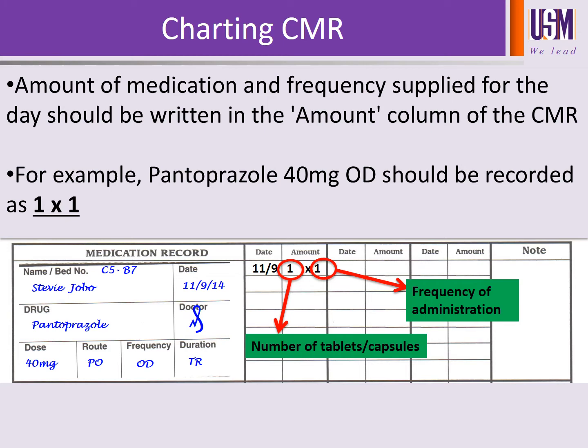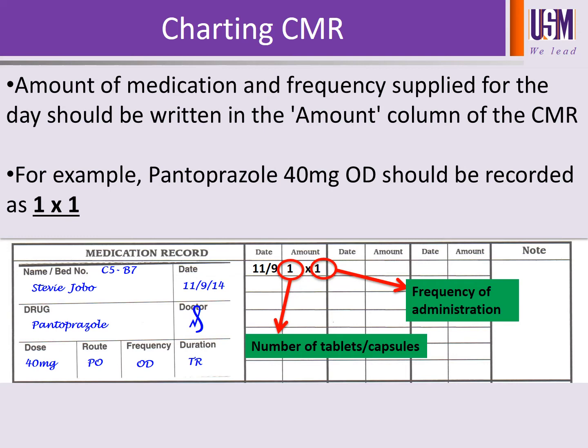If you receive a prescription for diclofenac 50 mg TDS, then what you will write here is 1 times 3. 1 is the number of tablets. The strength of a diclofenac tablet is 50 mg, and TDS is 3 times daily. So you will write here under the amount section 1 times 3. So basically what we will do is, for each prescription, we will paste the prescription and do the charting of the CMR for each single prescription.